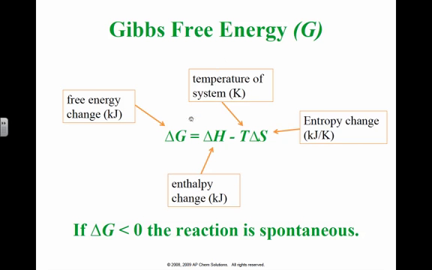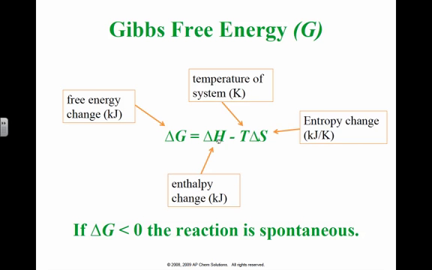So there's an equation to solve for G. It's delta H minus T delta S. If you'll remember, H is enthalpy, S is entropy, T stands for temperature. So the Gibbs free energy, or the spontaneity of the reaction, depends on if it's endo or exothermic, and it also depends on if it's bringing more order or more disorder.